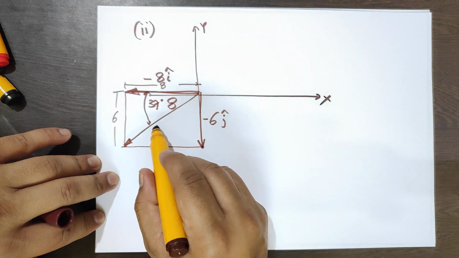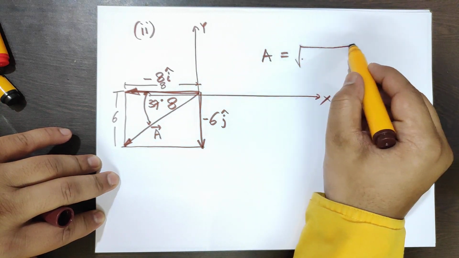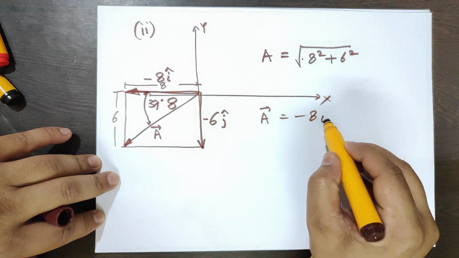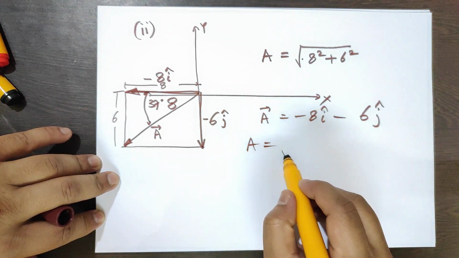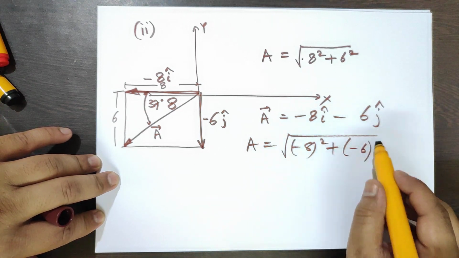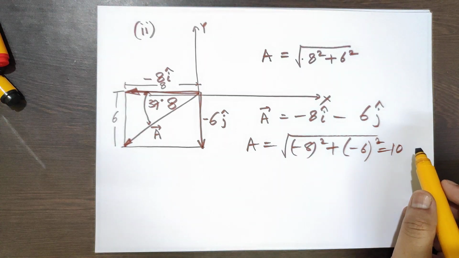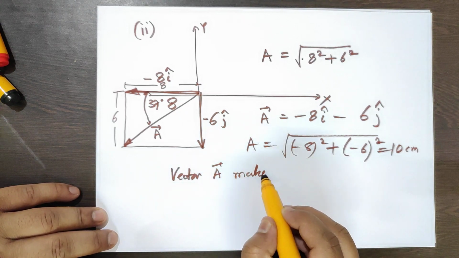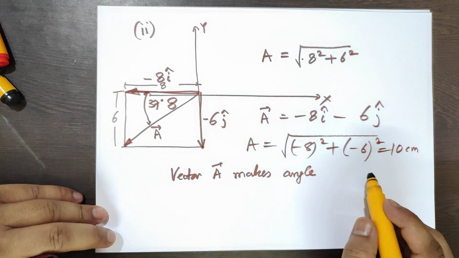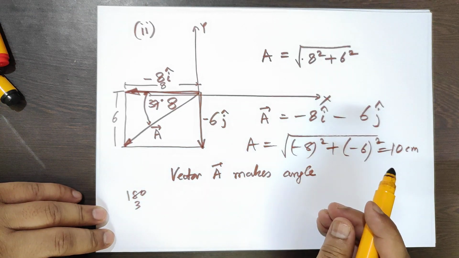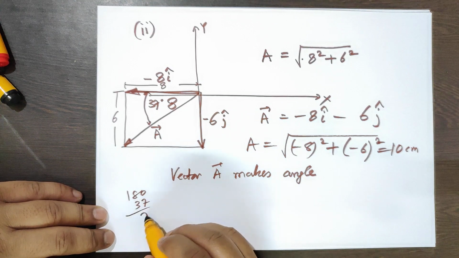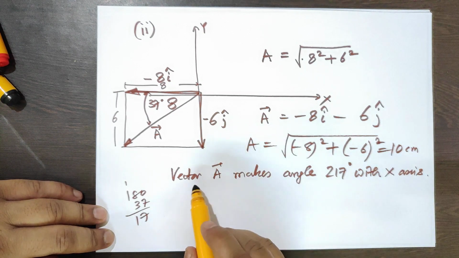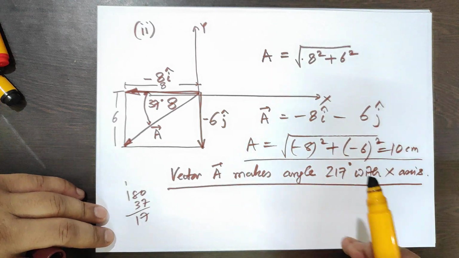So now this is vector A. Here vector A has magnitude how much? Root over of 8 square plus 6 square. So you can represent this vector A like this: minus 8 i cap minus 6 j cap. So A is actually root over minus 8 square plus minus 6 square. So this becomes 10 units. It was given as centimeter, so it's 10 centimeter, and vector A makes angle 180 plus 37, that is 217 degree with x-axis. So this is how you have to write about direction, and this is magnitude 10 centimeter.